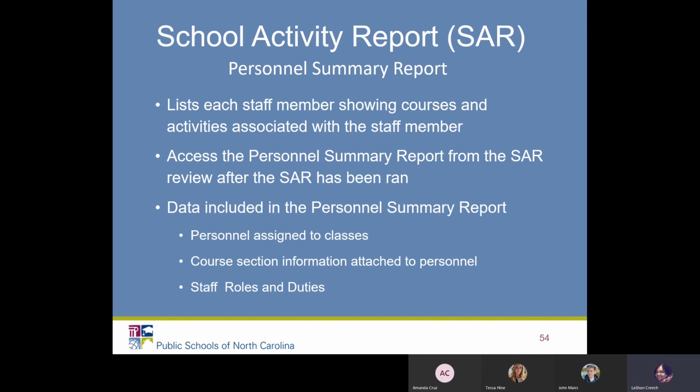The report lists each staff member showing courses and activities associated with the staff. The report view is accessed from the SAR review after the SAR has been ran. Review the report to verify all staff is reported as expected, then approve by the due date. Data included in the Personnel Summary Report is staff assigned to classes, course selection information attached to staff, and all staff with roles and duties.